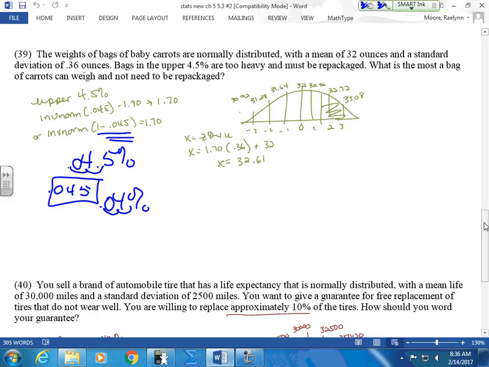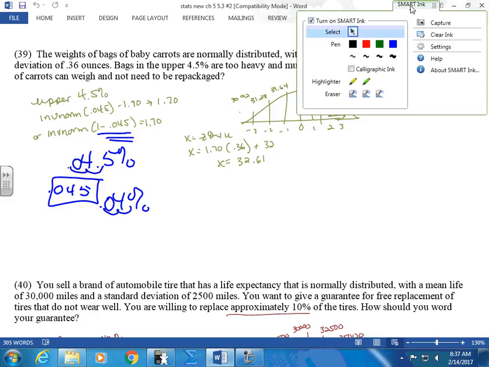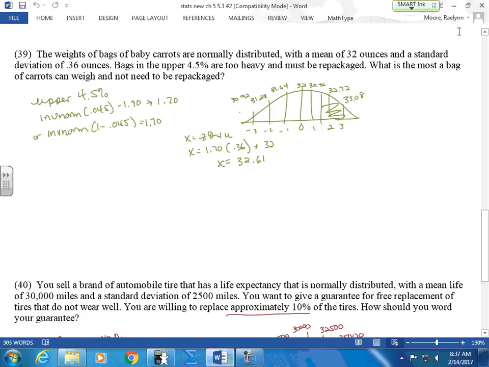So any bag that's greater than this amount, that's greater than 32.6, let's say, 32.7, whatever it comes out to be, I'm going to take this off the shelf and repackage this. I'm giving my consumer free carrots. It's costing me money. By the same token, he should take the 4.5% off the other side, since now he's not giving them enough carrots, right? But as the producer, I don't care about my consumer as much.